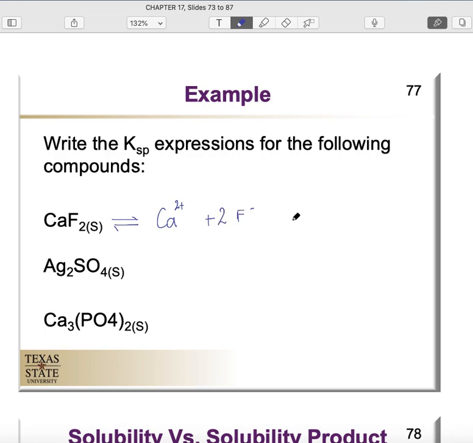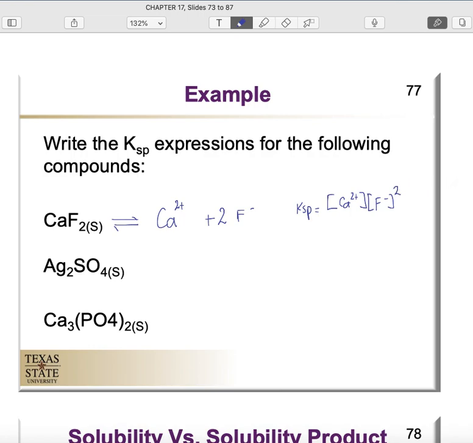From there, we can now write our equilibrium constant expression. I'm going to write it as Ksp is going to be equal to the concentration of our products, which are going to be the calcium ions times the fluoride ions. The calcium had a coefficient of 1, so we don't have to raise it to a power, it's just to the power of 1. But the fluoride is going to be to the power of 2.